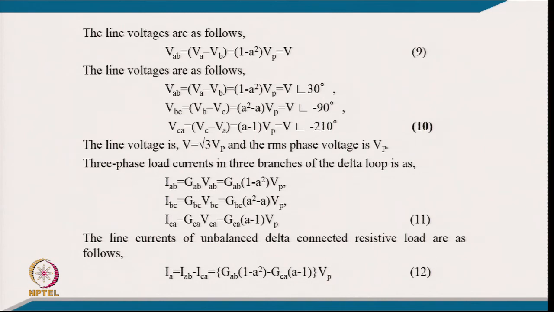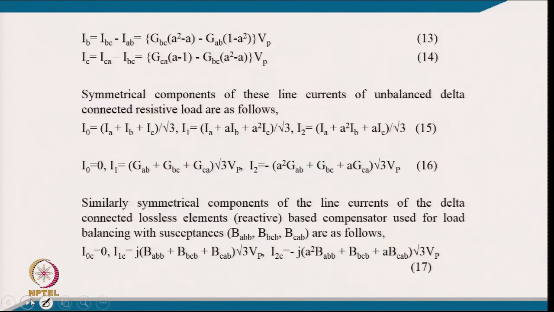We can find out that the line current IA is the difference of the both, in terms of the parameters, and then we can derive it for the B line and C line from there. We can say the symmetrical components of these line currents of the unbalanced delta connected resistor load are equivalent to I0 equal to IA plus IB plus IC, the zero sequence current from that line current, and then the positive sequence current and negative sequence current. And we can say for a balanced network the zero sequence current should be 0, and only the positive sequence current should be there, and this is the positive sequence current and this is the negative sequence current.